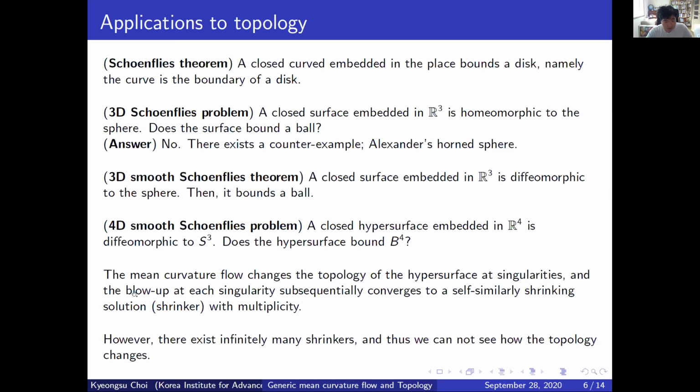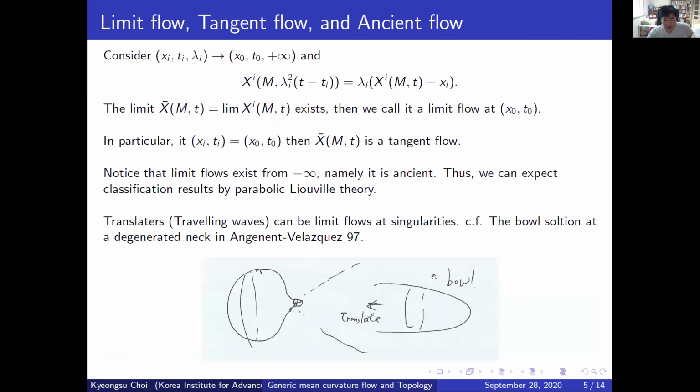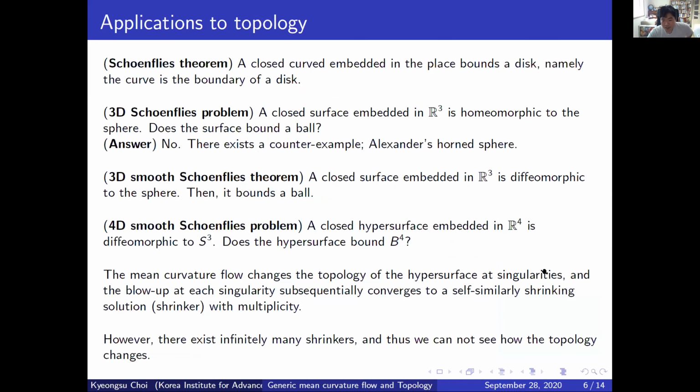So anyhow, the mean curvature flow clearly changes the topology of the hypersurface through the singularity. For example, this mean curvature flow develops a singularity here, and it gets disconnected. So the topology has been changed. In this way, through the singularities, we may expect some nice change of topology.